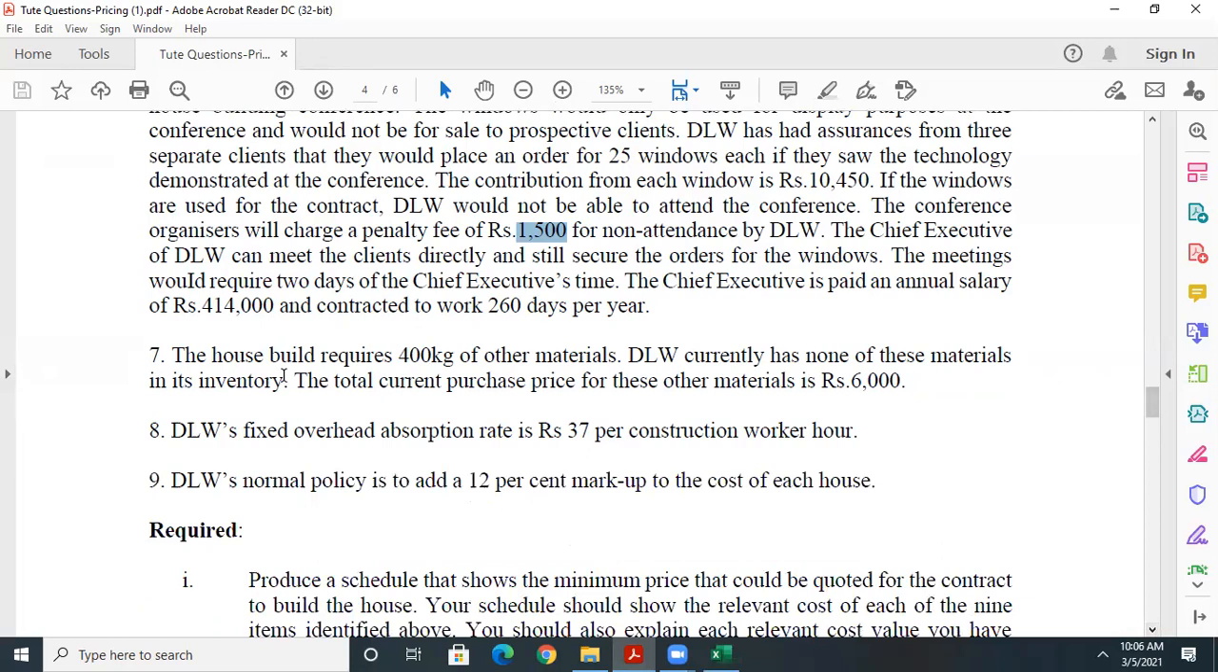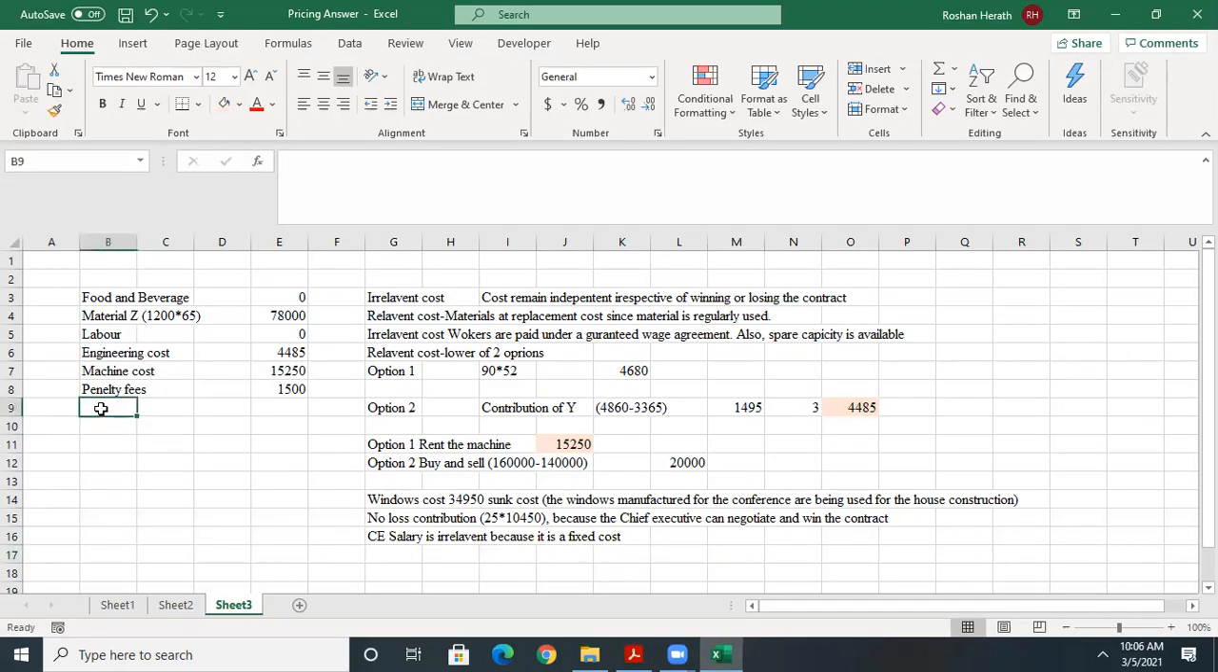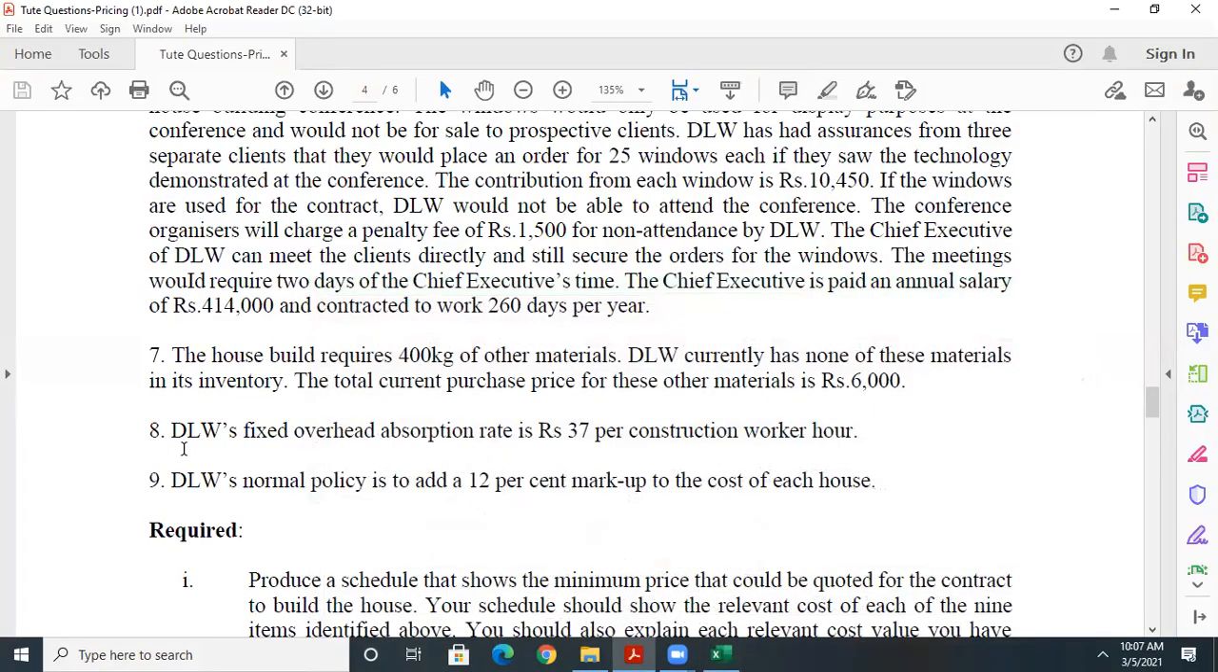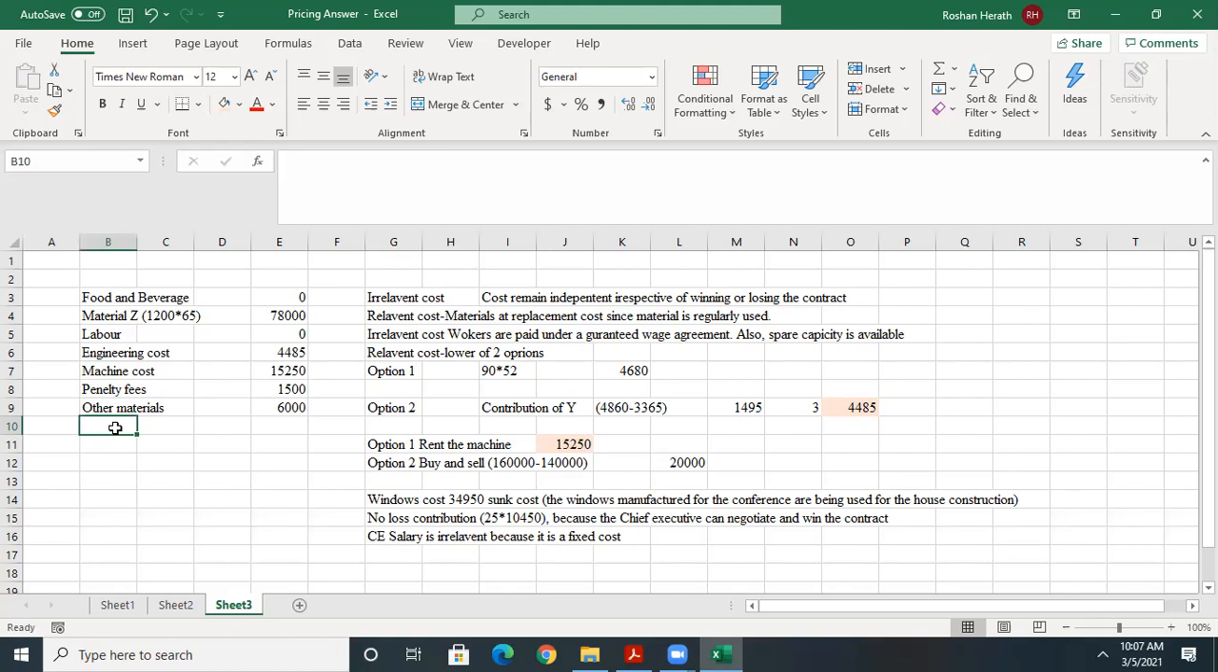Then the seventh one, the house will require 400 of other materials. DLW currently has none of the materials in its inventory. The total current purchase price for these other materials is 6,000. Like obviously, other materials is 6,000. Then the DLW's fixed overhead absorption rate is ₹30 per construction worker hour. So fixed cost, it's irrelevant, no? The absorption cost, irrelevant.